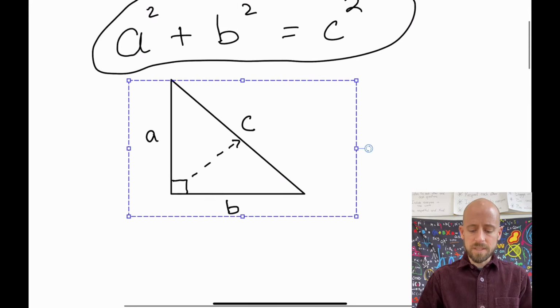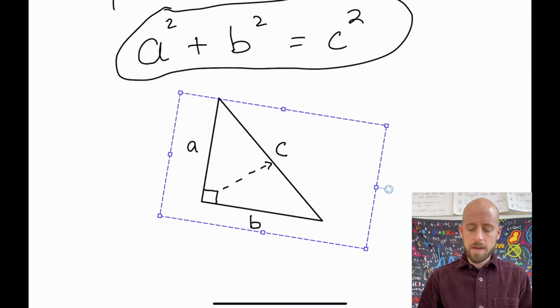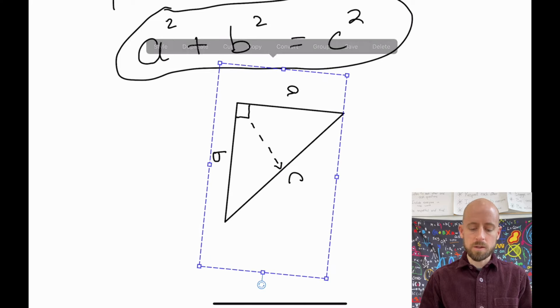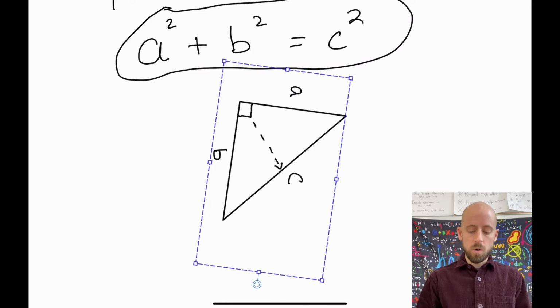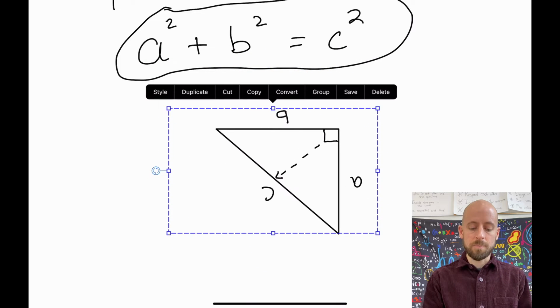Now, if I were to take this triangle and move it and rotate it and make it look a little different, it doesn't change where C goes. C is always going to be across from that 90 degree angle.